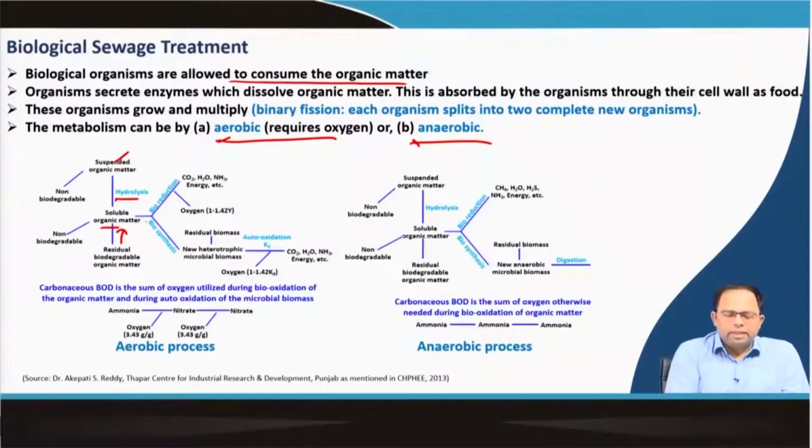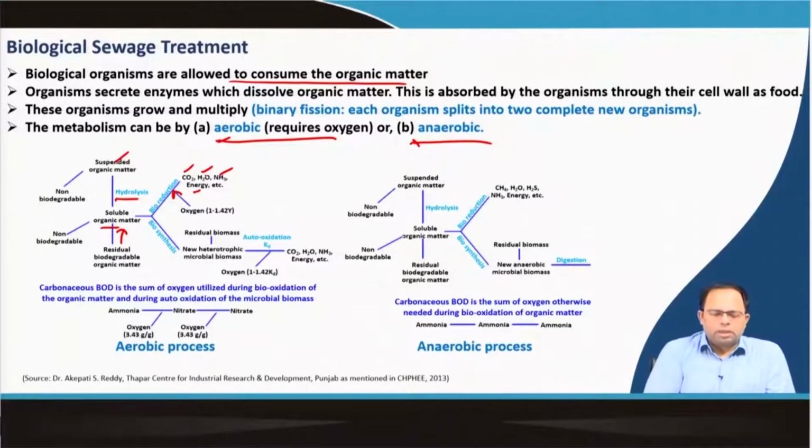So, this entire thing could now be acted upon by this microbial biomass, and due to that we can have bioreduction, which leads to, and also in the presence of oxygen, that will lead to CO2 production, H2O production, ammonia production, and of course heat energy production, right. At the same time, because of the food from the organic matter, along with the residual biomass, we also have new heterotrophic microbial biomass.